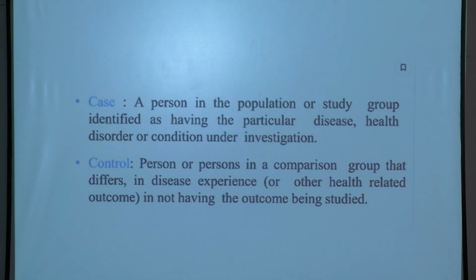So here is a very important thing. A case is a person in the population who is suffering from a disease, who has already been diagnosed, the condition under investigation. A control is a person or persons in a comparison group who do not have the disease, but in other ways are comparable. For example, patients coming to a hospital with cancer, and other patients who also come to the hospital but don't have cancer. That is the control group.